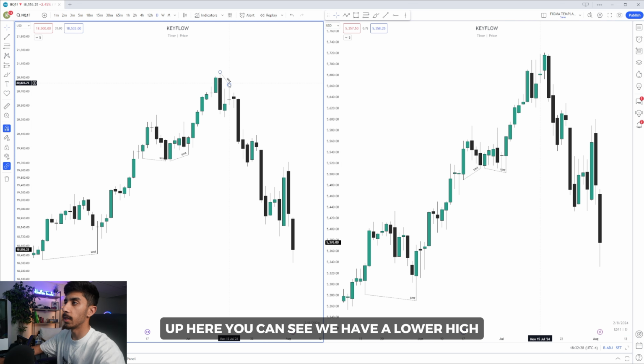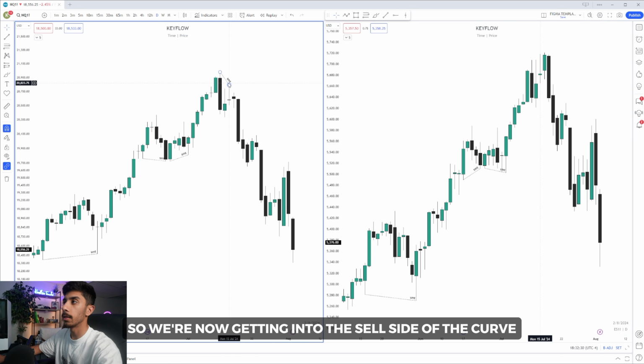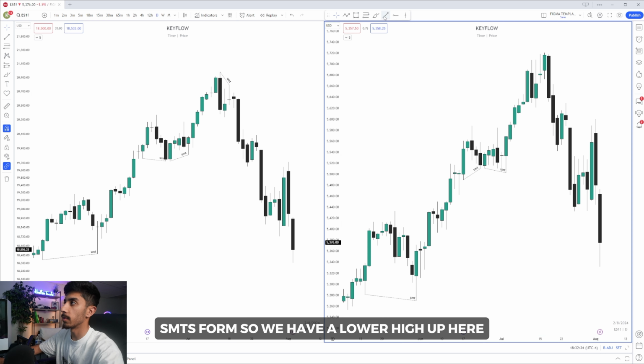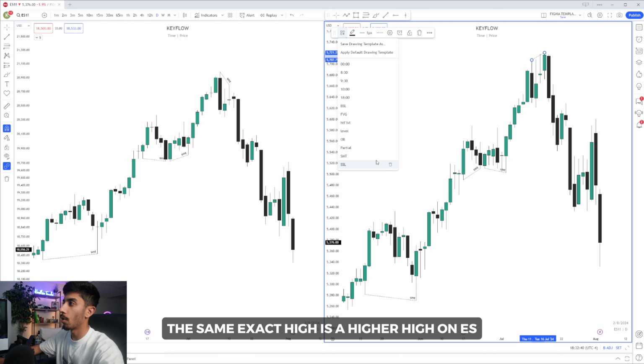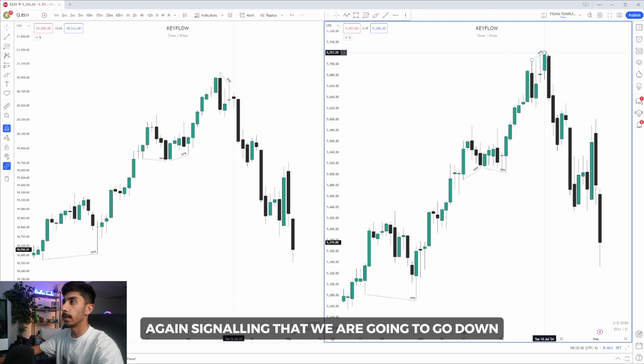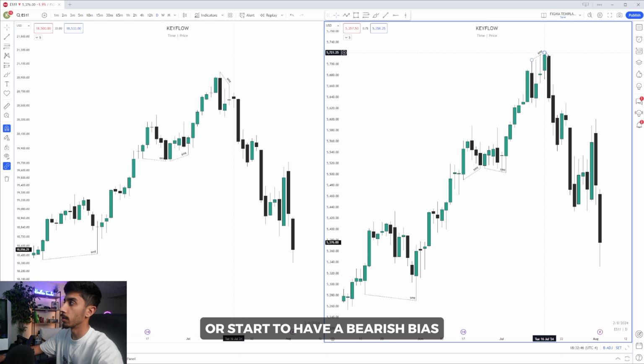Up here, you can see we have a lower high. So we're now getting into the sell side of the curve. We are now going to start seeing these bearish SMTs form. So we have a lower high up here. The same exact high is a higher high on ES. Again, signaling that we are going to go down or start to have a bearish bias from here.